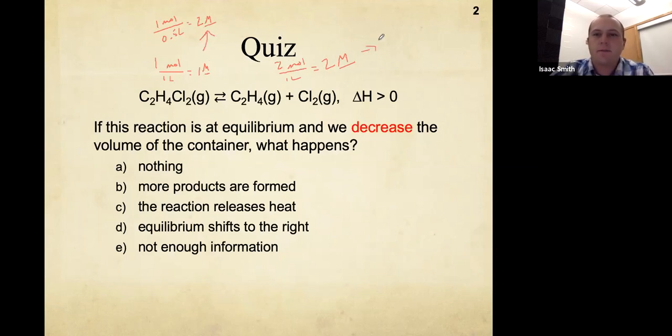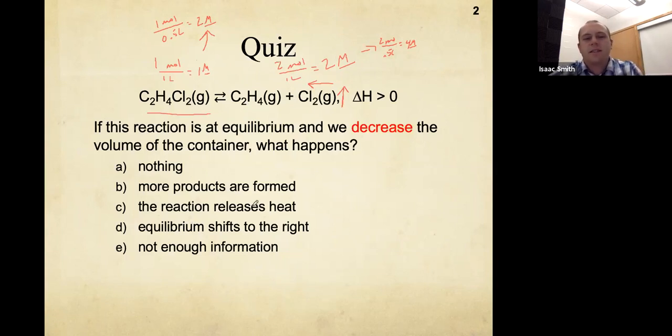And on the right side, we had 2 moles in a 0.5 liter container. We'd have a 4 molar solution. Okay, so here we went up by 1 molar. Right side, we went up by 2 molar. So we went up more on the product side. So we'd shift the reaction to the left, making more reactant. So let's see, nothing happens, more products are formed. That's not true, we're forming more reactants.